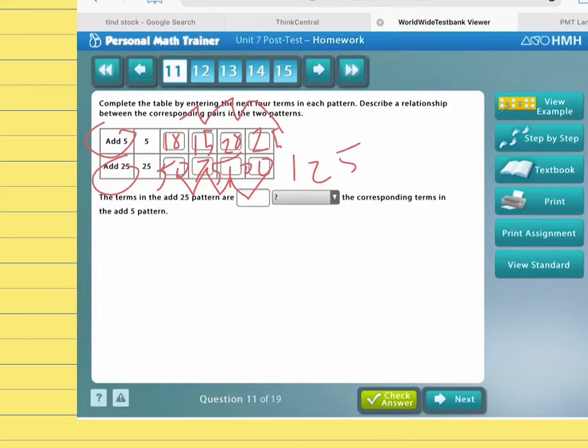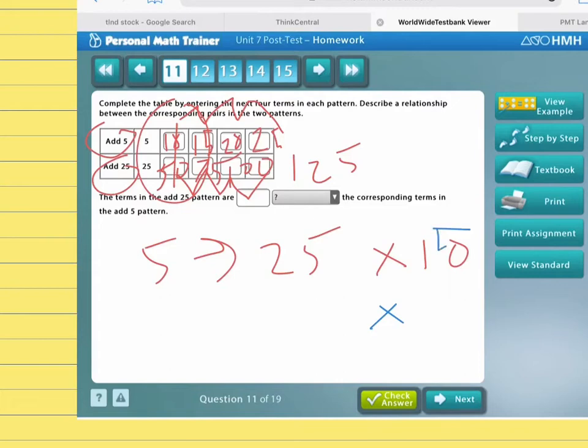The terms in the add 25 pattern are blank, blank, the corresponding terms in the add 5 pattern. So now they're asking us to compare the up and down. Comparing the 5 to the 25, it is a times 5 pattern. Comparing the 10 to the 50, it is a times 5 pattern. I'm sorry, that was times 5, not times 10. So the patterns are multiplied by 5. The terms in the add 25 pattern are 5 times the corresponding terms in the add 5 pattern.